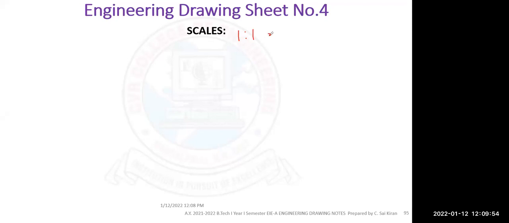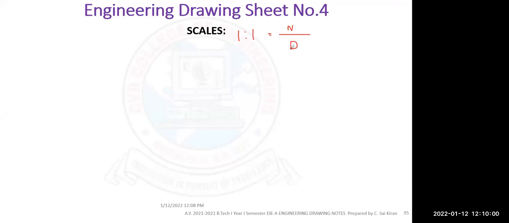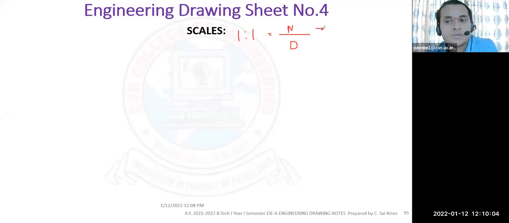So what is meant by ratio? Ratio has a numerator and denominator. So here what they tell in the scale is numerator is 1 and denominator is 1. So why are we considering the numerator and denominator? That's the main question.